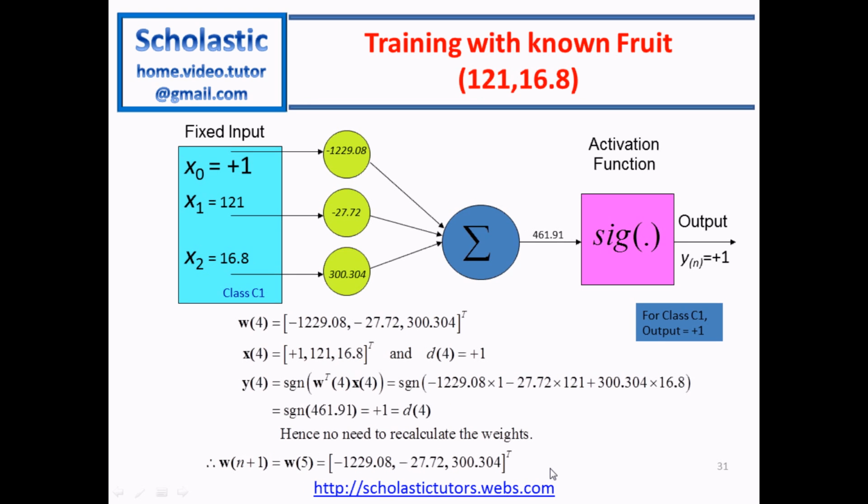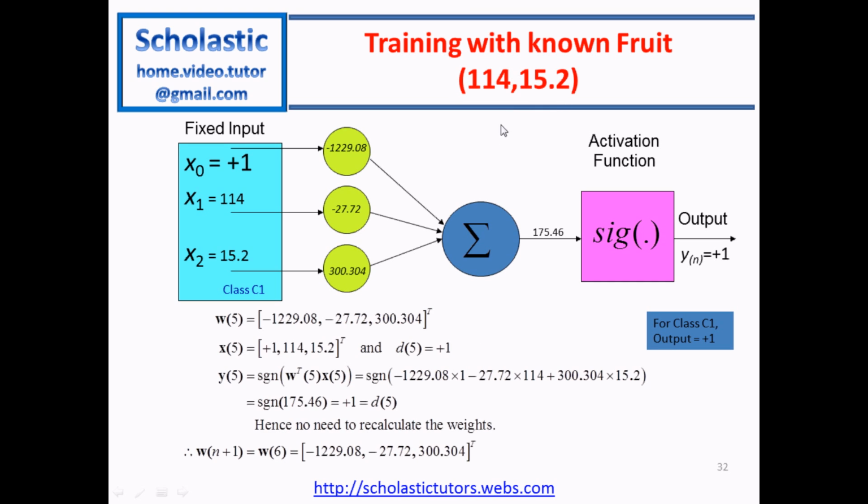Now what we need to do is see whether the first fruit, which we had a problem with, is correct now. So we are going to recheck the values. We can put this fruit back again and see with the new weights whether we get the correct answer. Again with this fruit we got the desired answer, class C1. We got +1 out. That means our fruit 121, 16.8 is correct. This is the first one which was correct, and then we went to the second one and changed the weight. So by right we need to check it back.